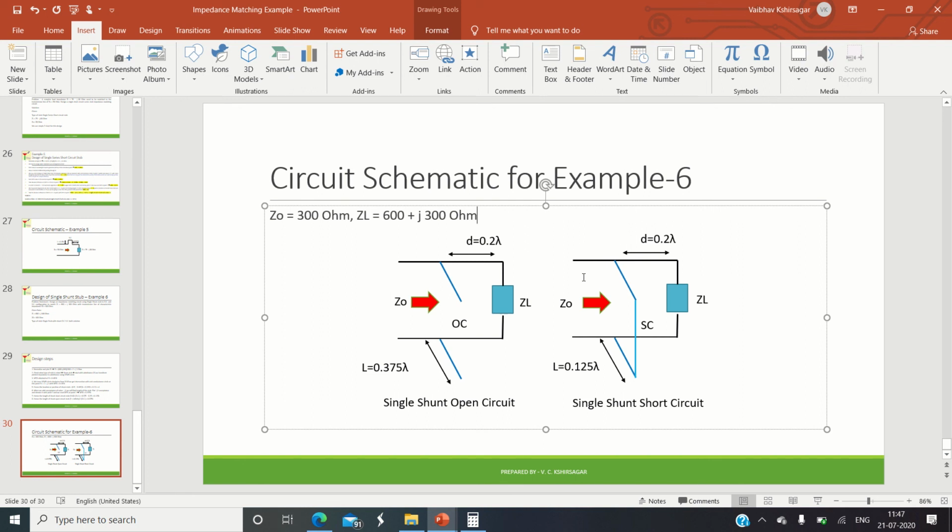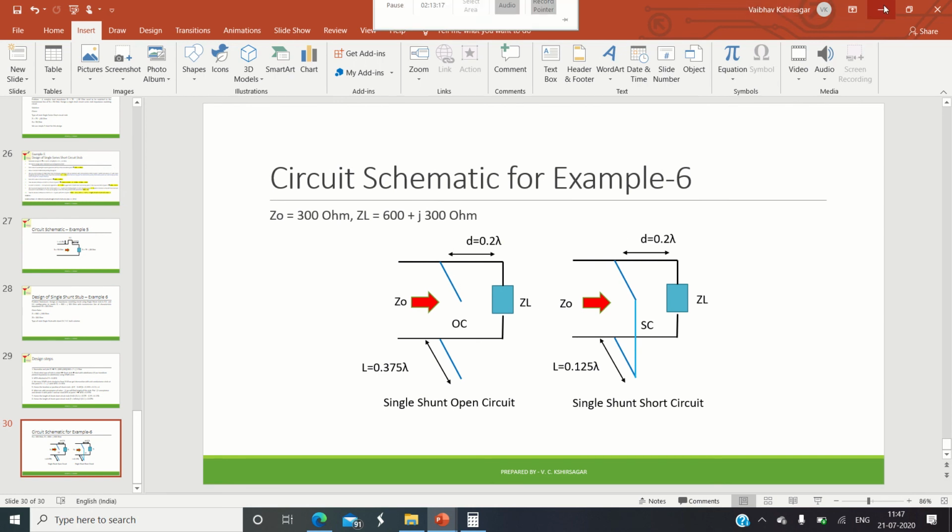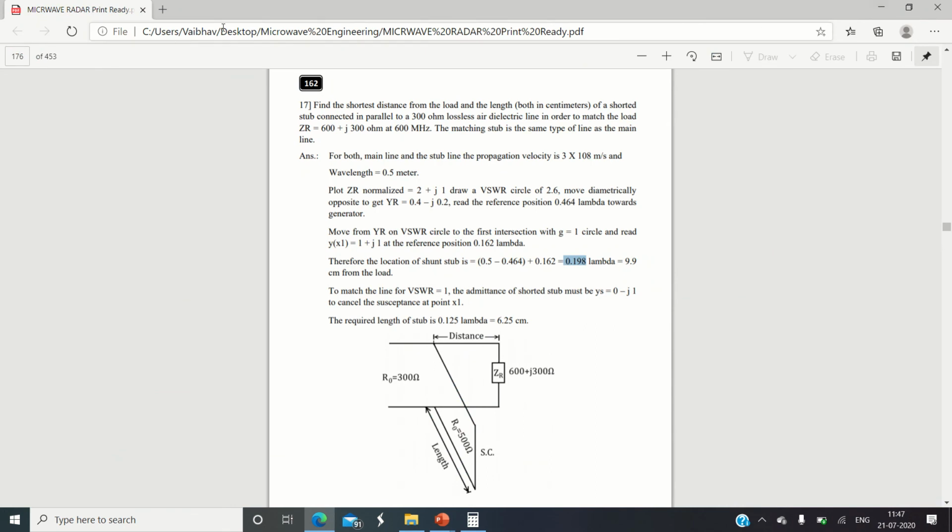In short, within 5 minutes I will show you how to simulate the same using a simulator and how to verify our answer. Within 5 minutes, I will illustrate how to simulate this, and we will validate our solution with the simulated result. I will close this now, because the values we have calculated manually are exactly matching the solution given in the book.